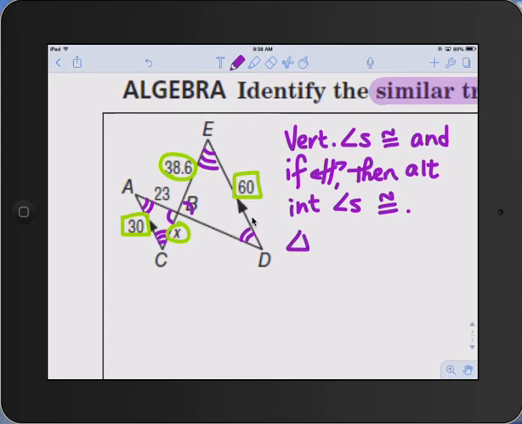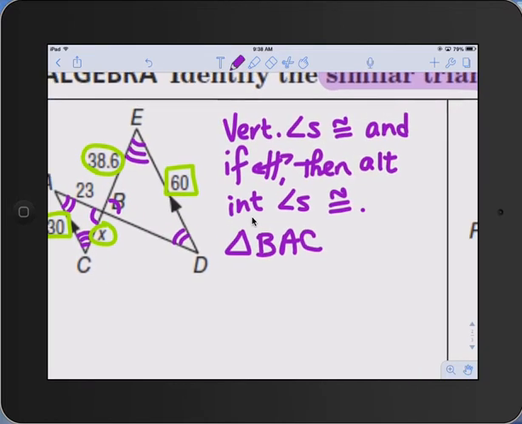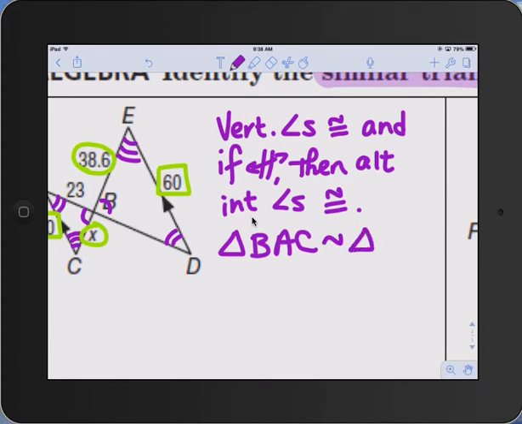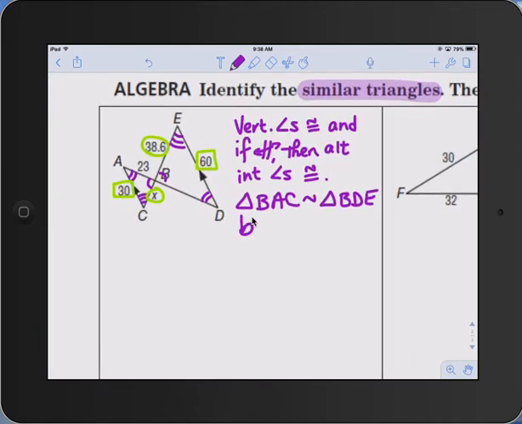It says identify the similar triangles. So I'm going to say triangle BAC, going from single to double to triple marked angles, is similar to triangle BDE by angle-angle similarity. So those are the similar triangles.